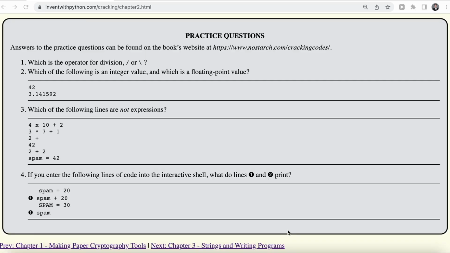Now let's practice what we just learned by addressing the practice questions. The first question is, which is the operator for division? Is it forward slash or backward slash? The right answer is forward slash.